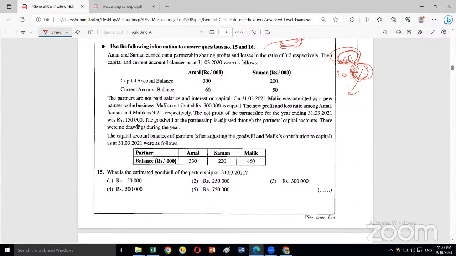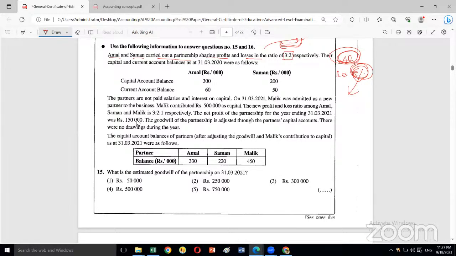Now see, Amal and Salman carried out a partnership, sharing the profits and losses in the ratio of 3:2. If there are any 2024 students, just give me some time. 15 and 16 are related to the partnership. After that, we will do some questions on what you studied in the previous lessons. Don't worry about that.